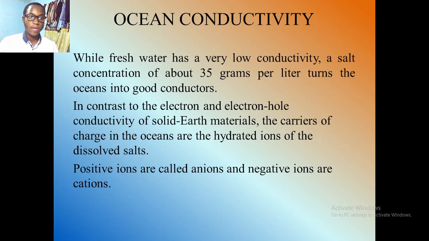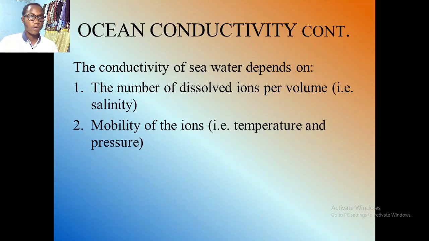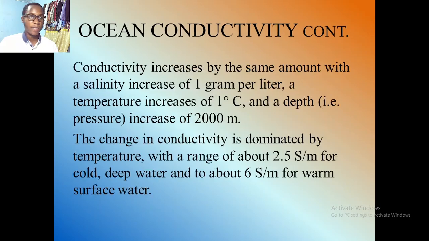So in contrast to the electron and electron hole pair conductivity in solid earth materials, the carriers of charge in the ocean are the hydrated ions of the dissolved salts, and the positive ions are called the cations and the negative ions are called the anions, which is basic chemistry. And so the conductivity of seawater depends on two things. One, we have the number of dissolved ions per volume, and two is the mobility of the ions, which is dependent on temperature and pressure.